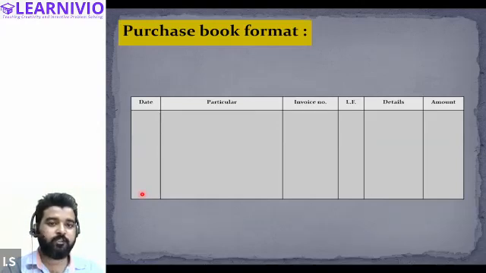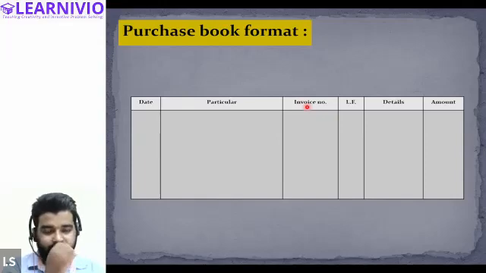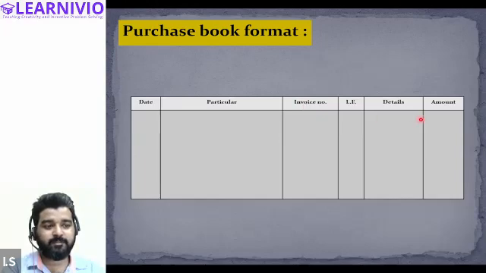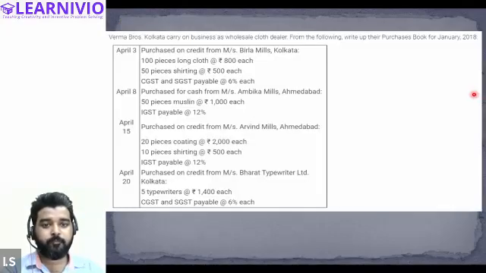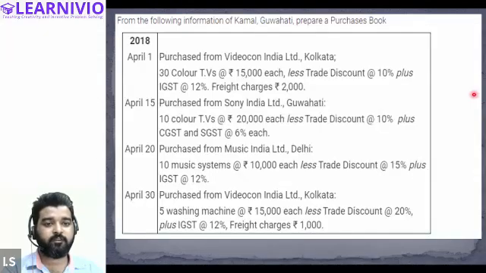After this, we understood the format of the purchase book, and we understood that there are at least six columns: date, particulars, invoice, ledger folio, details, and amount. There can be a few other columns indicating different expenses, like freight, CGST, IGST, and all other expenses. For indicating all other expenses, we can also make a few other columns here. All right. Now we have solved this question, and these two questions we have done in the class.